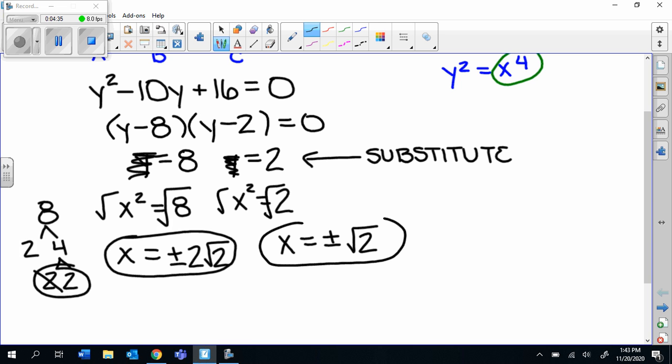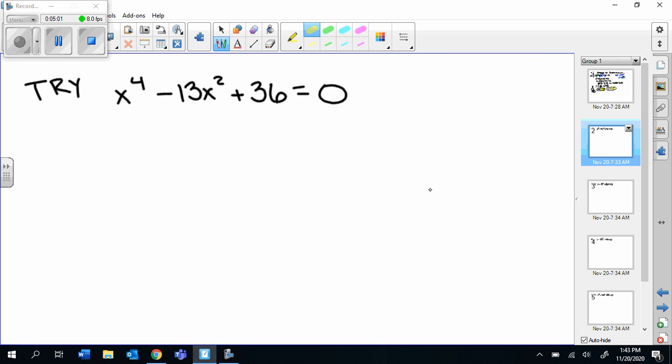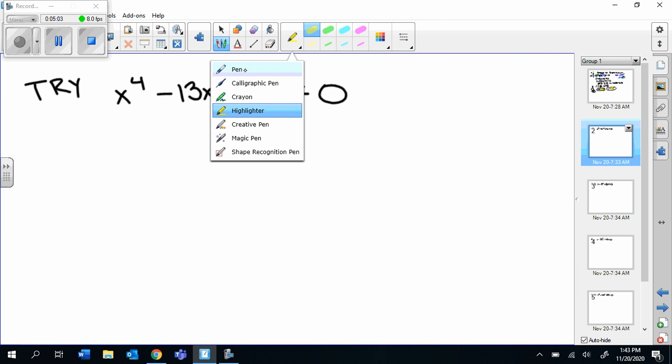And I don't know that you'll remember all the way back, but when we first learned how to factor, we talked about how if this was a 3, that you would have 3 answers. If this is a 4, you should anticipate 4 answers. And I have 2 answers here, the plus or minus 2 radical 2 option. Here's 2 answers, and here's another 2 answers. And so that does add up to 4. You guys try this one. So pause and try.